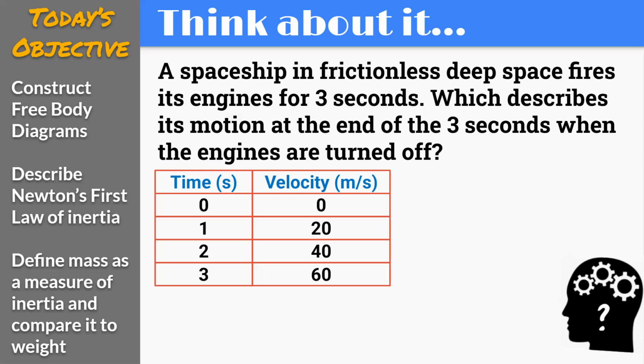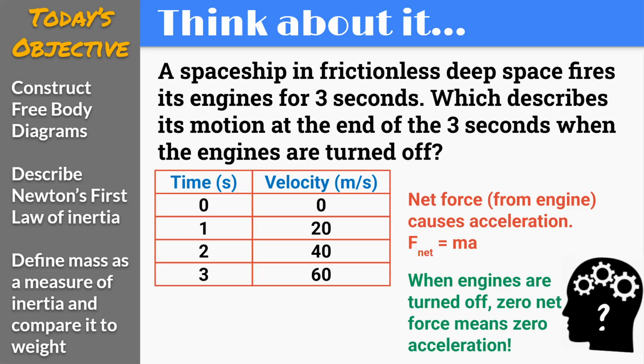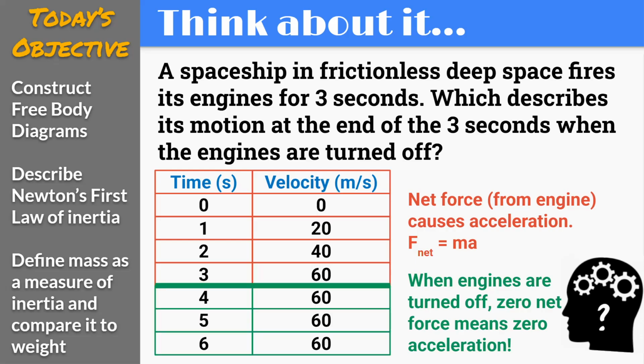Okay, but when the engines turn off, now we have no external force anymore. So we have that net force from the engine causing acceleration at the beginning. My acceleration at the beginning there is 20 meters per second each second. But when the engine turns off, 0 net force means 0 acceleration. That doesn't mean they're not moving. It means their velocity isn't changing, which means whatever speed they were moving at when the engines turned off, that's how fast they're going. And according to my data table, that's 60 meters per second.